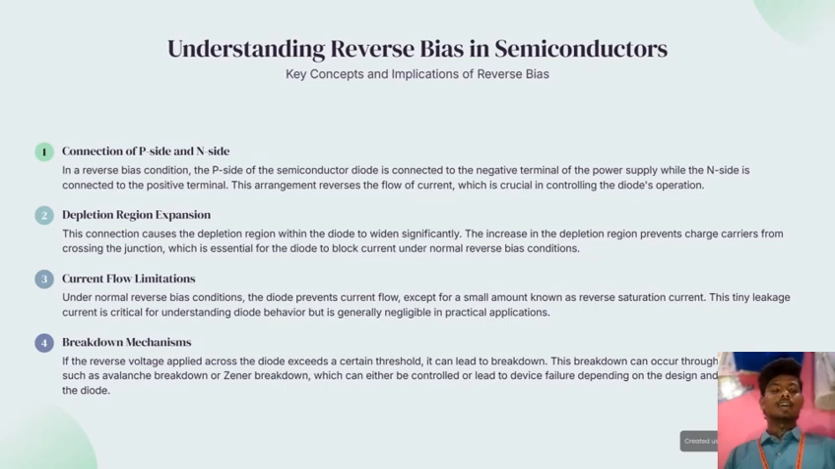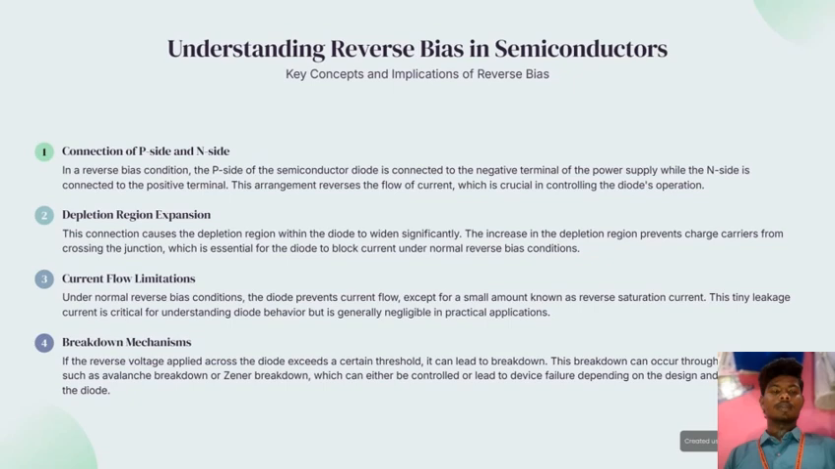Number 3. Current flow limitations. Under normal reverse bias condition, the diode prevents current flow except for a small amount known as reverse saturation current. This tiny leakage current is critical for understanding diode behavior, though it is generally negligible in practical applications.